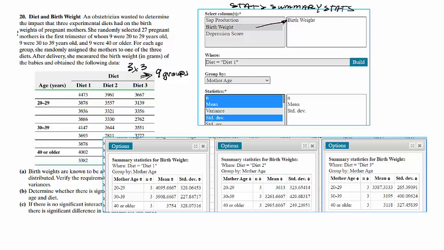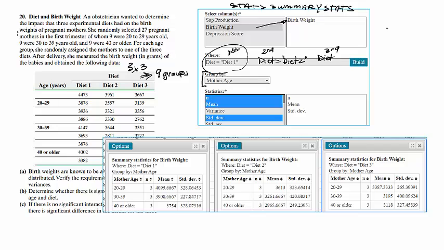So I'm going to pull in birth weight. I'm going to group it by the mother's age. Those are the blocks. I'm going to group it by mother's age, but I'm going to do this 3 times. First, I'm going to use the where builder, where diet equals diet 1. Then second, where diet equals diet 2. And then I'm going to do it a 3rd time.